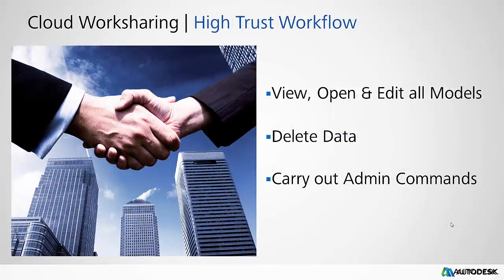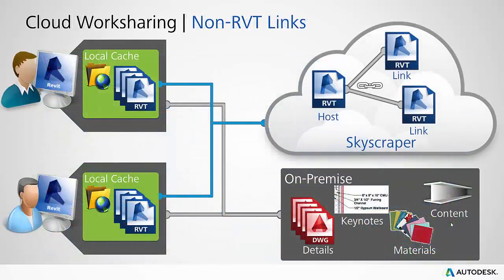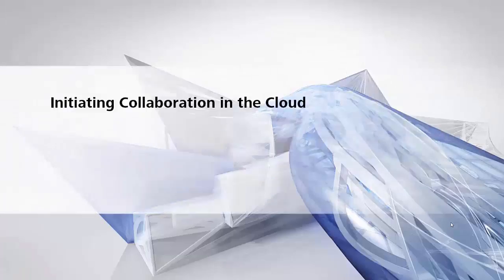At the moment, it's a high-trust workflow, so people can get in there and delete your models if you have signed them up on the site. And it is a live link workflow as long as you're syncing those models to the central file, and then you can push them out to the A360 site. There are non-Revit links that don't go through, such as linked CAD drawings and materials. These would have to be stored on-premise to work with those Revit datasets.